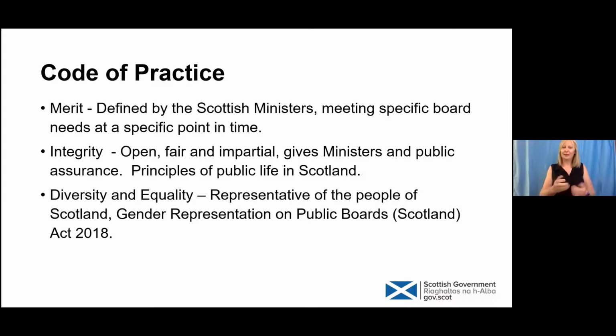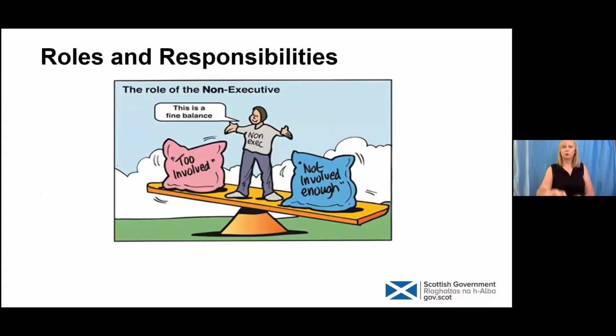And also there's the Gender Representation on Public Boards (Scotland) Act. Basically, that's to ensure that the boards maintain 50% and above for women being on the boards of public bodies. Can I have the next slide, Emma?